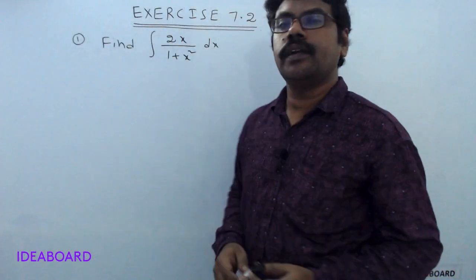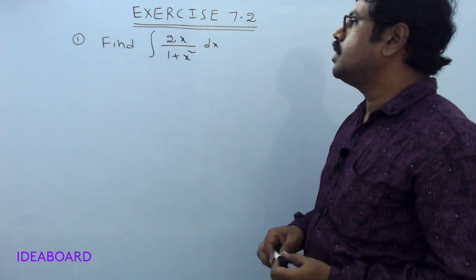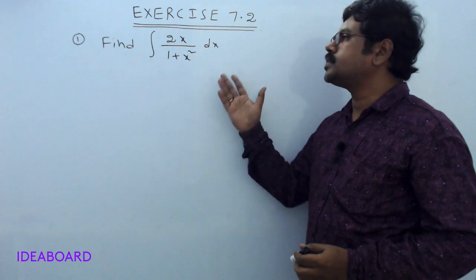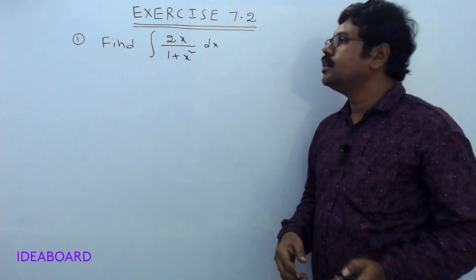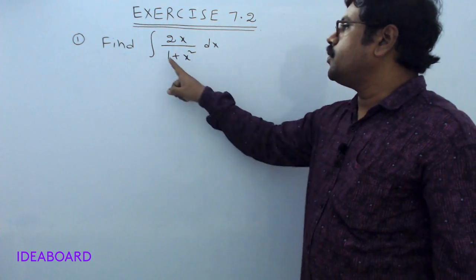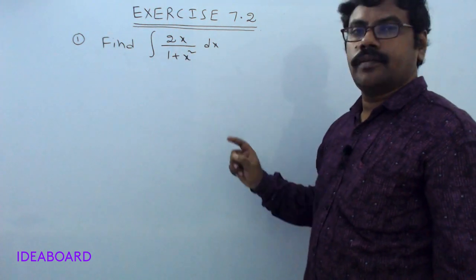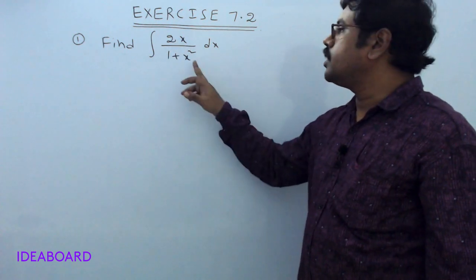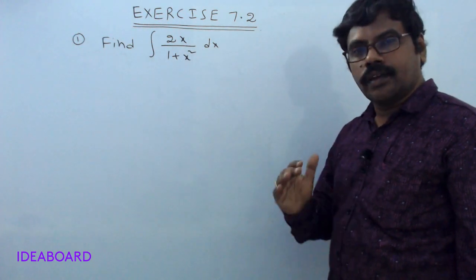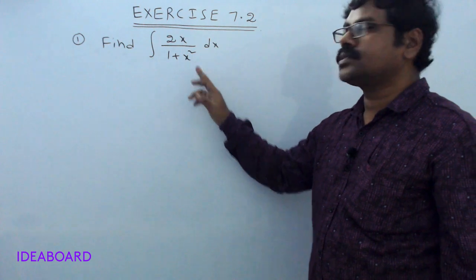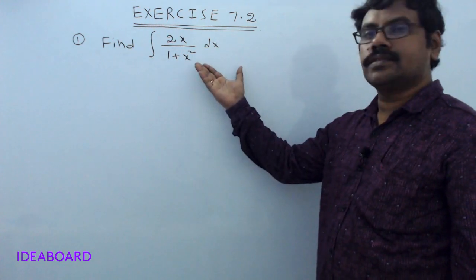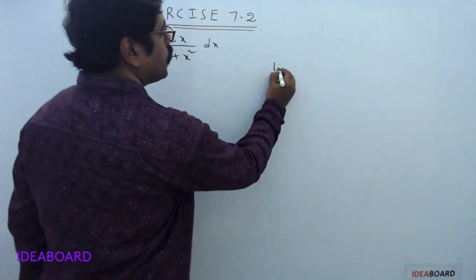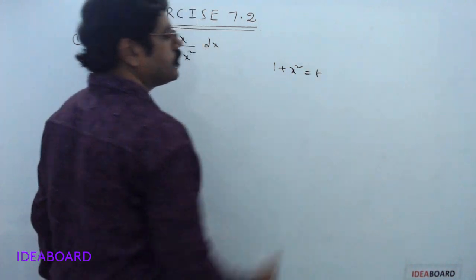Now come to exercise 7.2. First question: integral 2x divided by 1 plus x square dx. We can solve this problem by the substitution method. Suppose you take 1 plus x square as t. What is its derivative? The constant term, its derivative is 0, the derivative of x square is 2x. If you take the substitution 1 plus x square as t, then we can integrate this function very easily. So take the substitution 1 plus x square equals t.